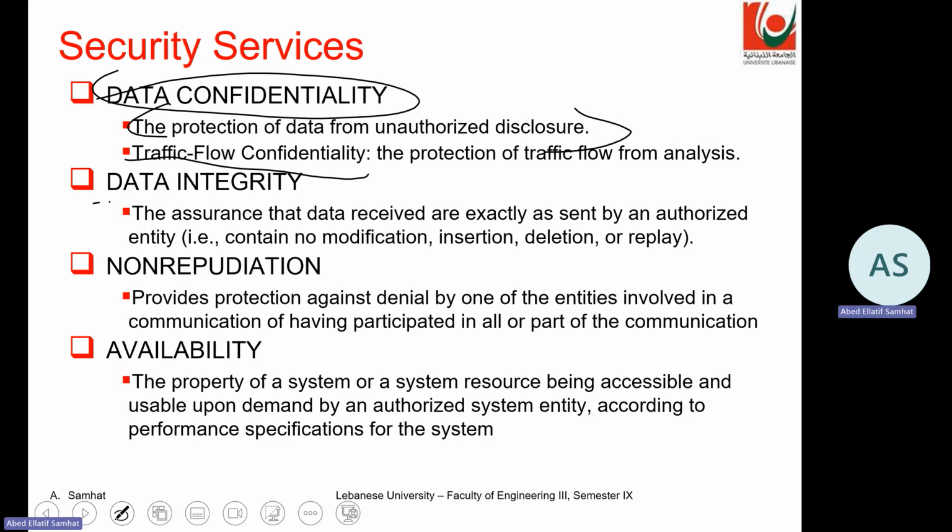The fourth service is data integrity, and this is a service to ensure that the data are received exactly as sent, so without modification, without alteration, and so on.